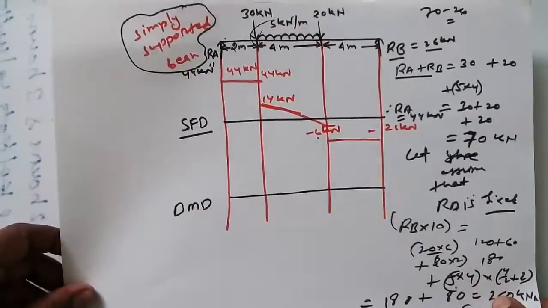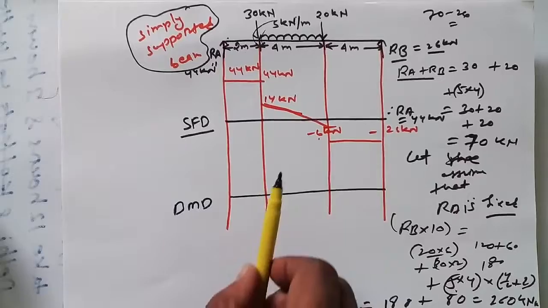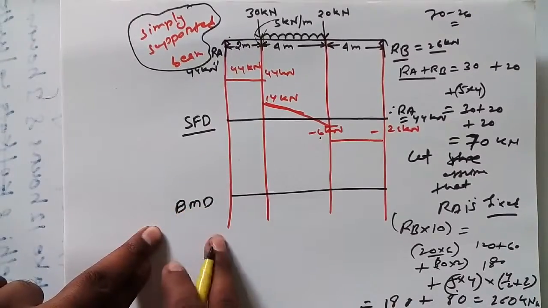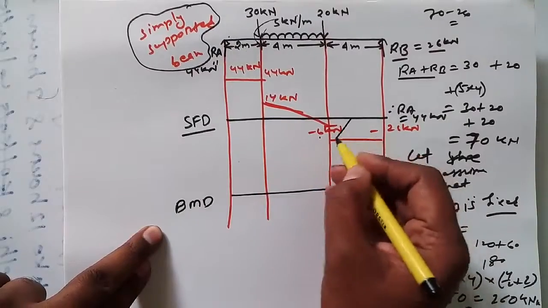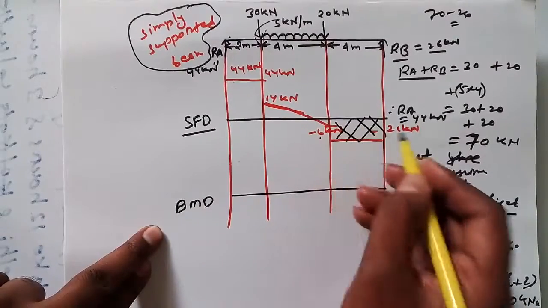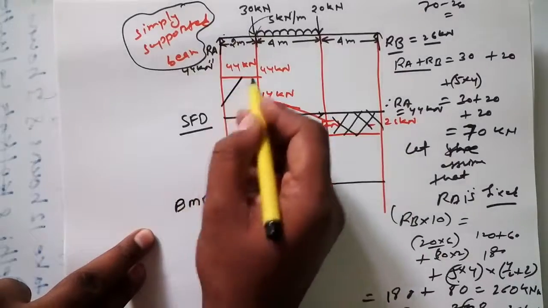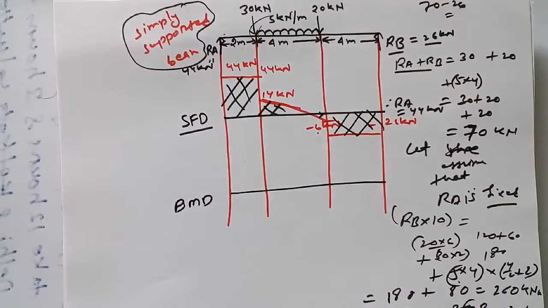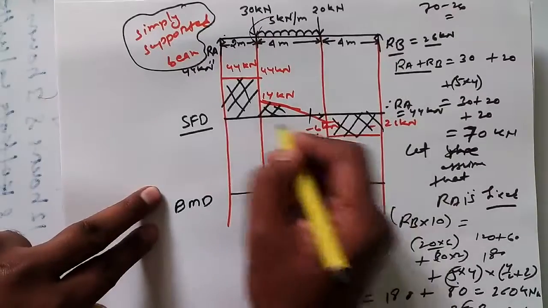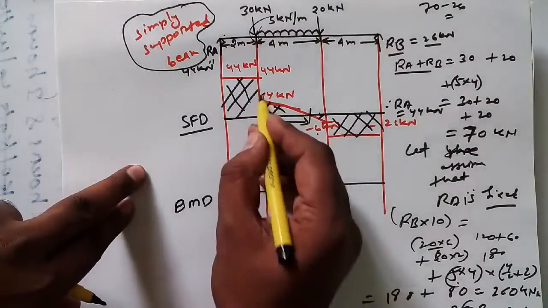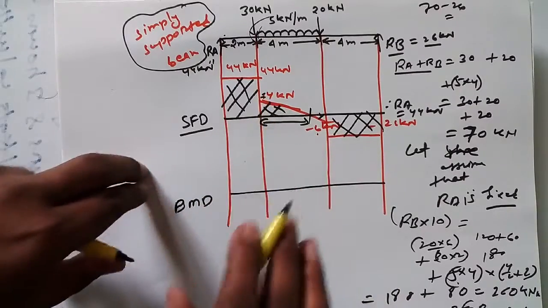Okay, no problem. I can show you how we can draw a bending moment diagram for this question. So this is the bending moment diagram. Now here we have to find out the area of this one, and this one, and this one, and this one. First I have to find out the distance covered here. So what we have to do: the total load is acting here.